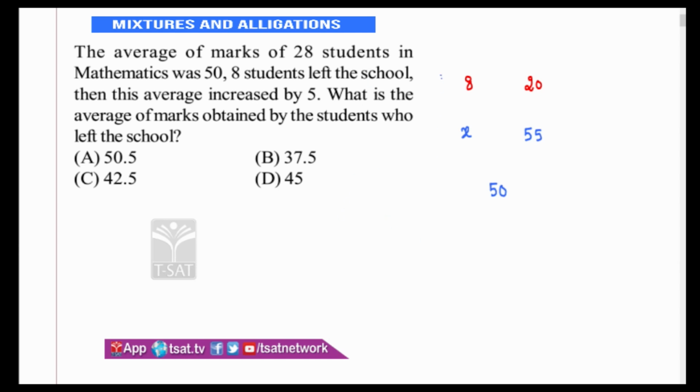So 8 into, so simplify it. 4 2s, 4 5s. So 2 into 55 is more than 50, therefore 5 must be less than 50. x minus 50, 50 minus x is equal to 5 into 5, 25. I would say 50 minus x is equal to 12.5. x is equal to 37.5, right? So the answer for this is 37.5. That is the average of the students who left the school.